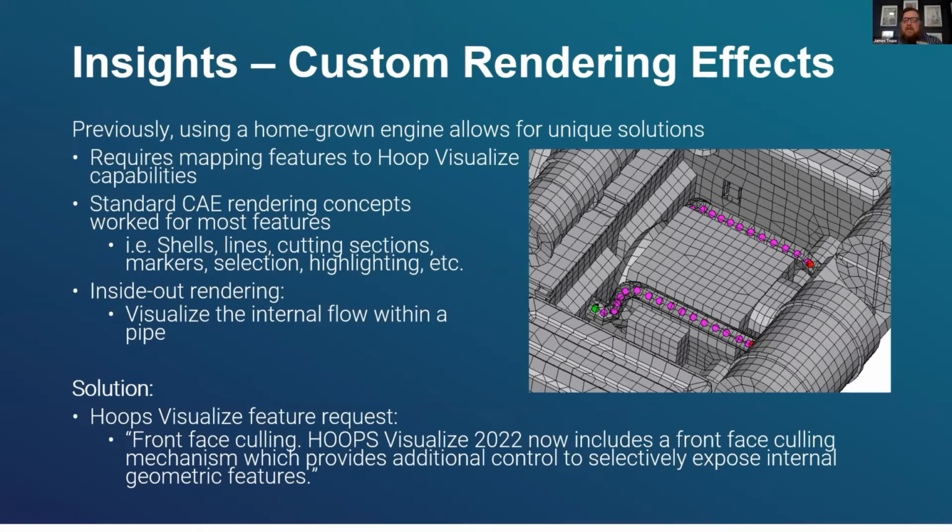But you needed to be able to see the internal temperatures, because that's where the max temperature is. And so by doing this inside-out rendering, it accomplished that. And this was one feature request that we made of Hoops to do this full front-face culling. And that was maybe one missing feature that Hoops had that we were able to then take advantage of to do this custom rendering effect.